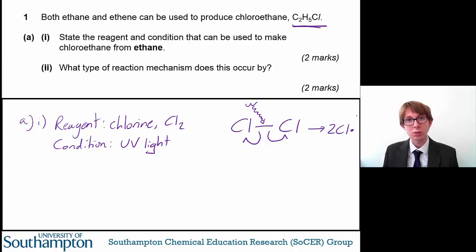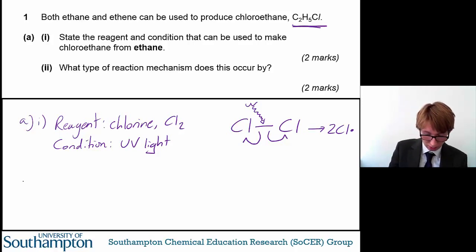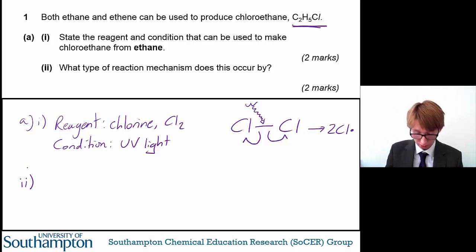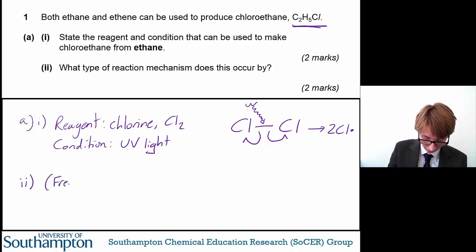These 2 chlorine radicals can then start to react through a free radical substitution. So that leads on quite nicely to the next question. What type of reaction mechanism does this occur by? Now this is also worth 2 marks, so the correct answer is it is a free radical substitution.